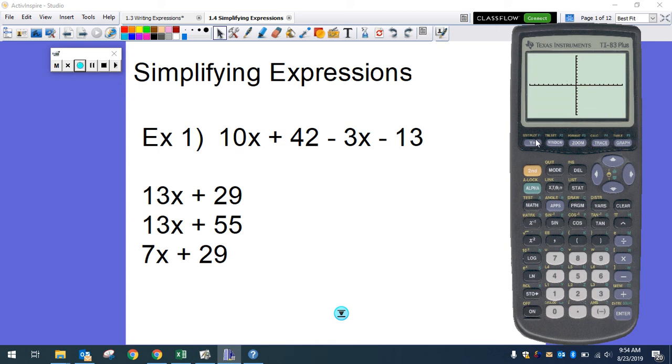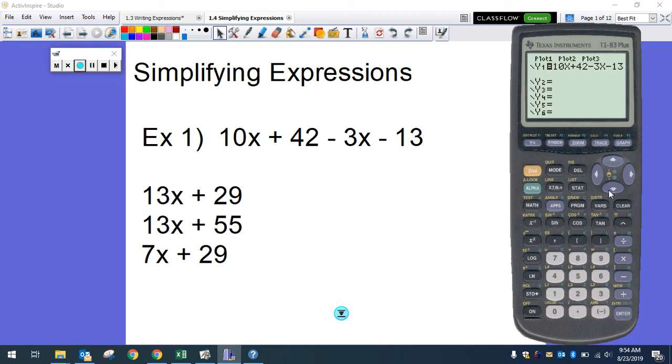So we're going to go to y equals, and we're going to type in the question. So we're going to type in 10x plus 42 minus 3x minus 13. We're going to hit graph. So this is what the answer should look like, this line right here. This is my answer.